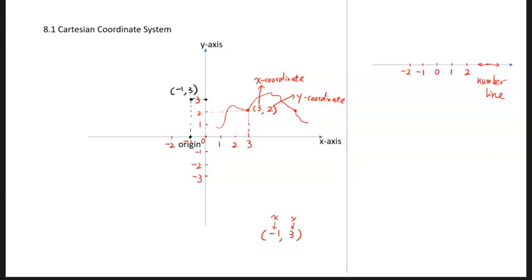The other way to look at it is that we always start from the origin, and since the x-coordinate is -1, we move to the left 1 unit, and the y-coordinate is 3, so we start from here and then move up 3 units. And so we can get this point.